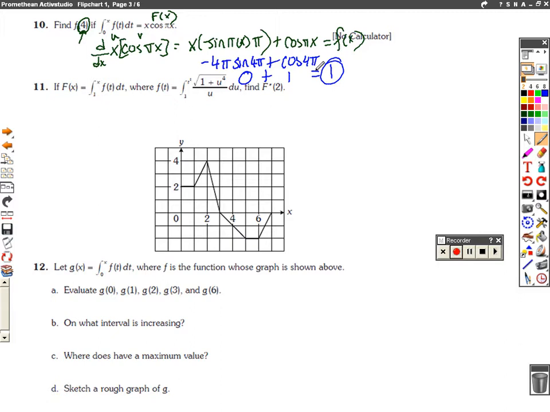All right, number 11. Here we know that big F of x is equal to the integral from 1 to x of f of t dt. And for f of t, they have given us another whole crazy integral. And they want the derivative, F prime of 2. Okay, so they want the derivative of this.